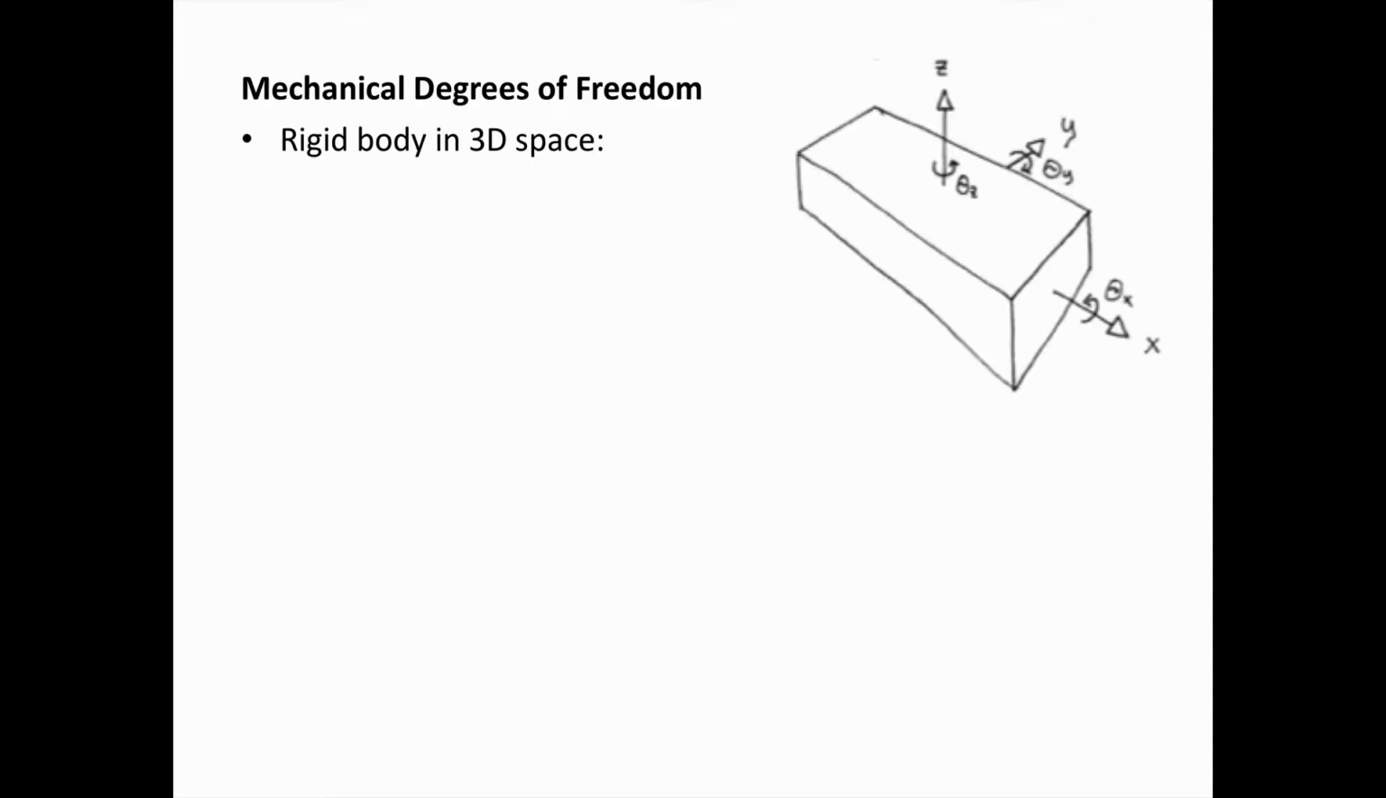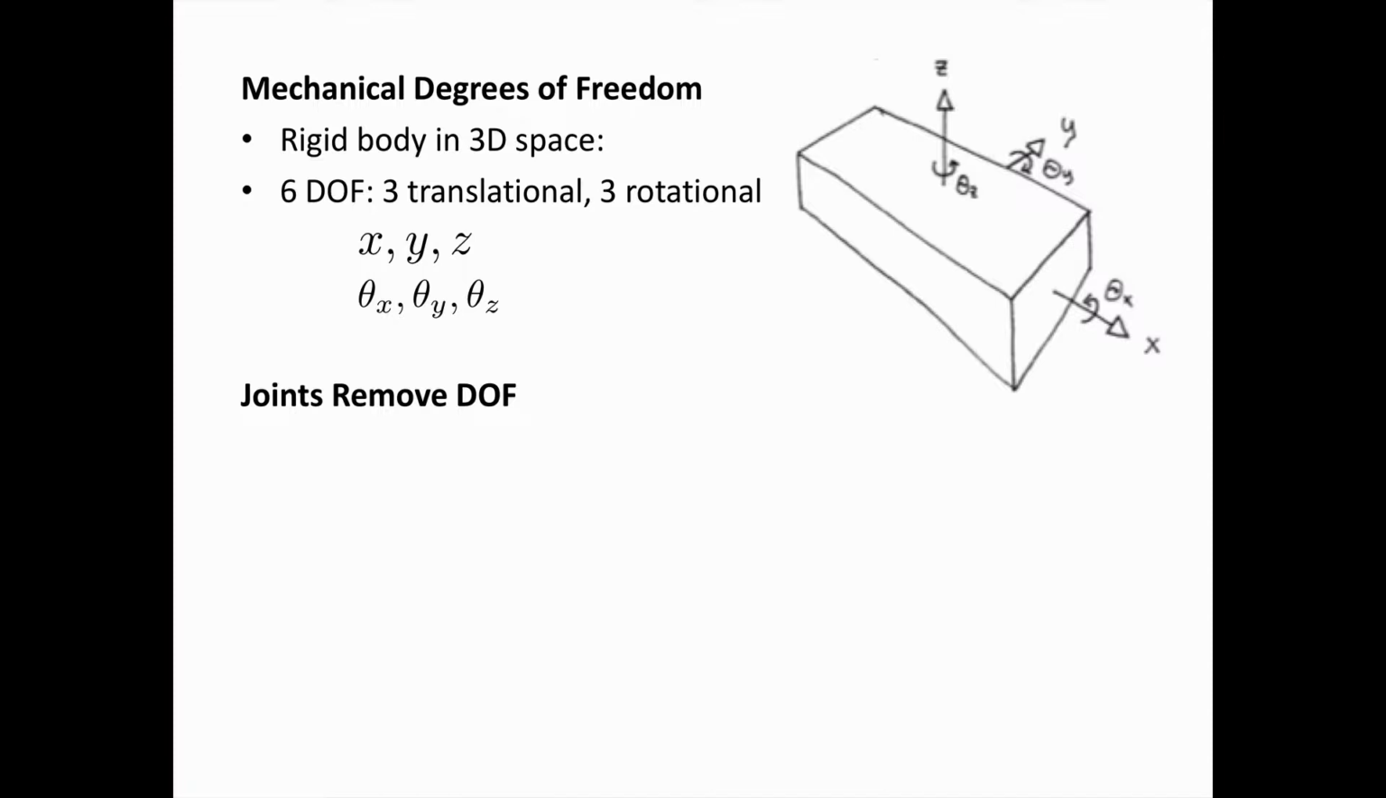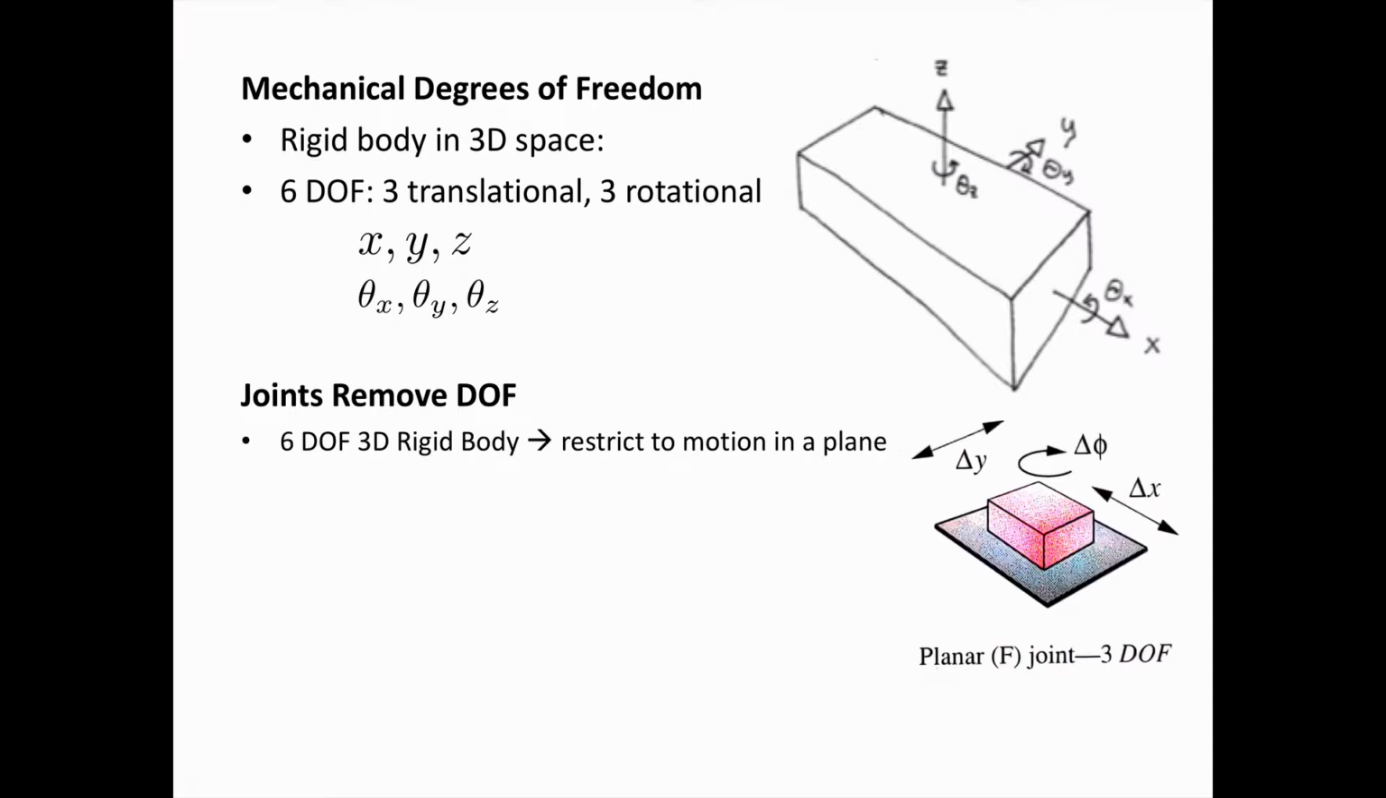Reviewing mechanical degrees of freedom for a rigid body in 3D space, we have 6 degrees of freedom, 3 translational and 3 rotational. When we connect rigid bodies using joints, this removes degrees of freedom. For example, if we take a 6 degree of freedom system and restrict it to motion on a plane, that removes 3 degrees of freedom, so there are only 3 left.